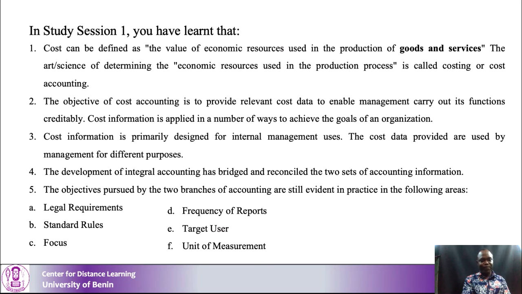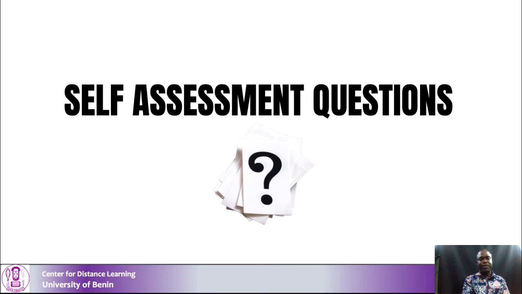The development of integral accounting has bridged and reconciled the two sets of accounting information. The objectives pursued by the two branches of accounting are still evident in practice in the following areas: 1. The legal requirements. 2. Standard rules. 3. Focus. 4. Frequency of reports. 5. Target user. 6. Units of measurement.